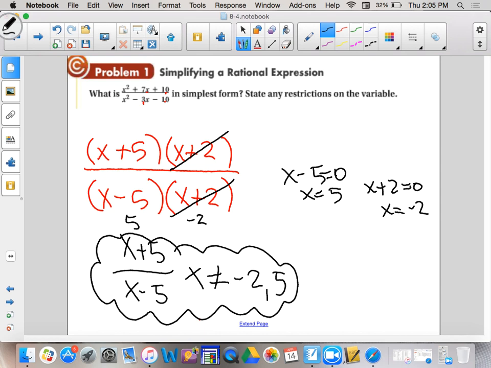What now? Right here. We did. You can't have a 5 and you can't have a negative 2.